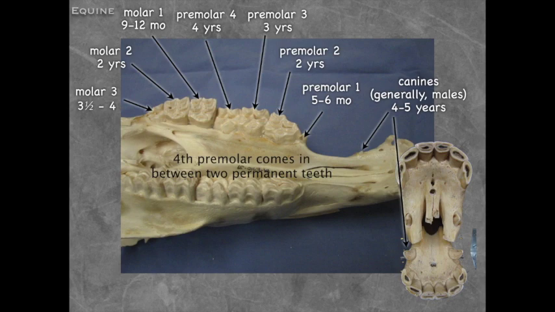Notice here I said that the fourth premolar comes in between 2 permanent teeth. Occasionally it has trouble coming in, but usually it's pretty fine. So we are full-mouthed at 5 years.